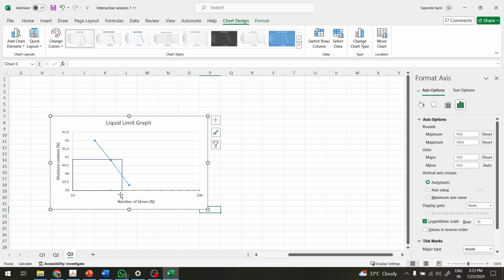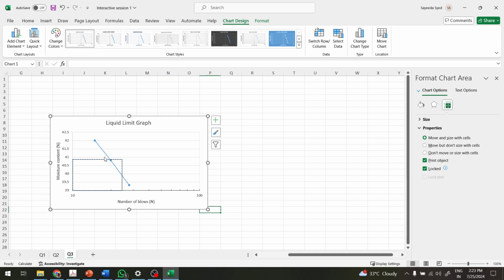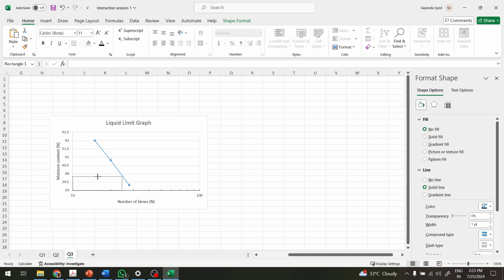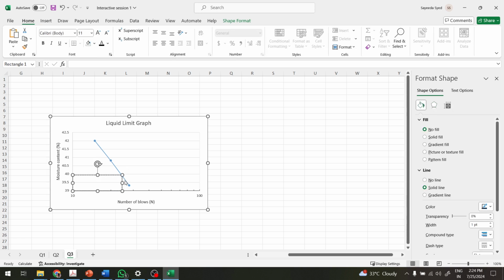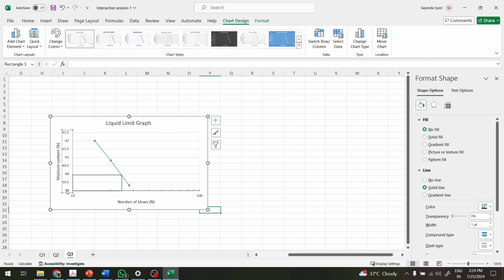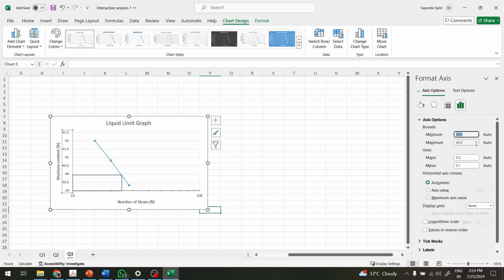Okay. So this is approximately 25, and we will get about 39, 40. It will be like 39, 40. What we can do is we can change this from 35 to 50. Okay.